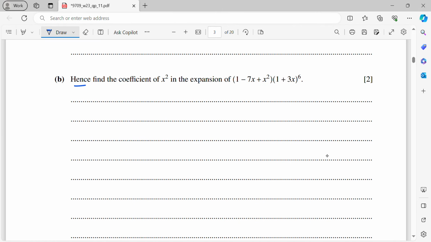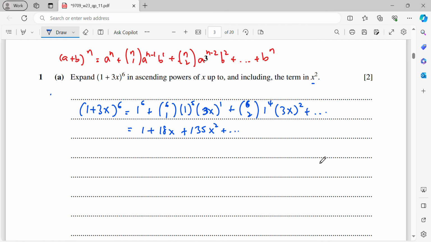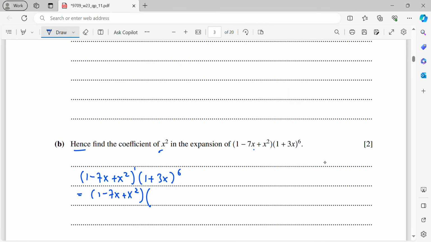Now B, hence means use the previous answer. Find the coefficient of x squared in this expansion. So I'll rewrite the question first. We have done the degree 6 of 1 plus 3x just now. So the first term with degree 1, no need to do any expansion, just rewrite. And then the second expansion will be replaced by these three terms. So I will get 1 plus 18x plus 135x squared.